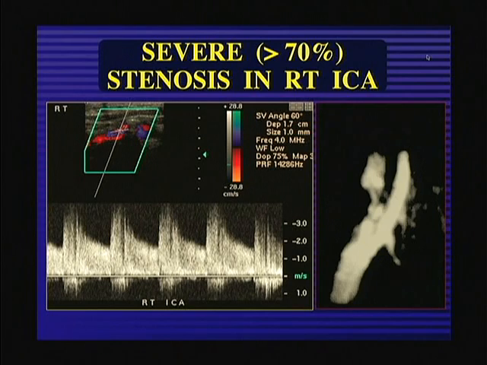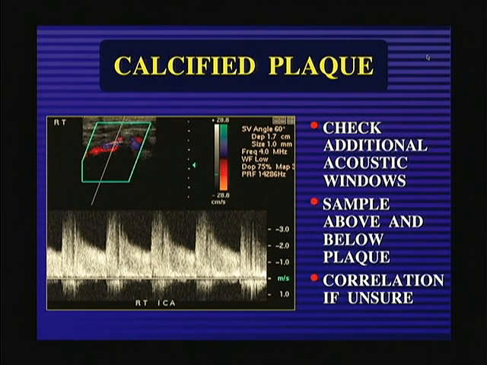And remember, when you have calcified plaque and it's difficult to see the lumen and you're concerned that you might be missing a stenosis, check additional acoustic windows. Scan around the plaque, above and below the plaque. And if you're still unsure, then it's important to request correlation. Ask for another test.